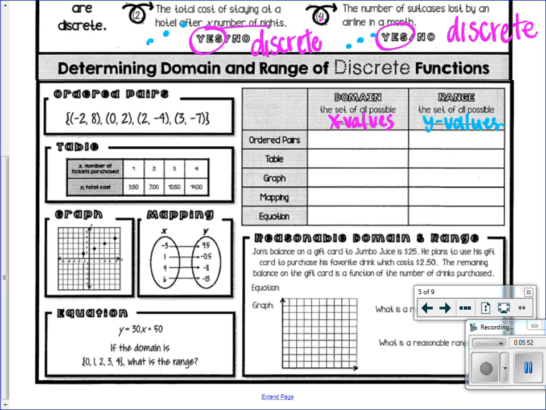So for domain, if we have ordered pairs, literally just list the x values. It's just what are the x values from our ordered pairs? -2, 0, 2, 3. And then when it comes to writing our range, our y values, it is really just list the different y values. 8, 2, -4, -7.